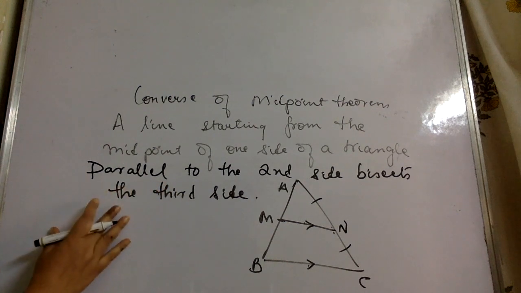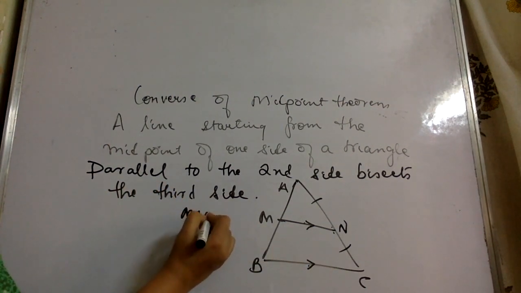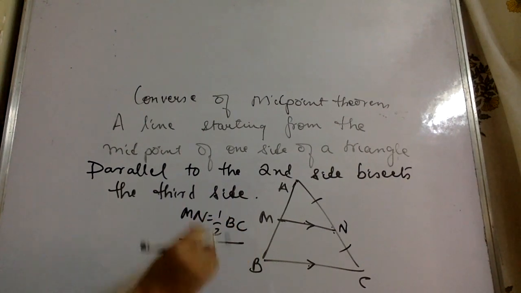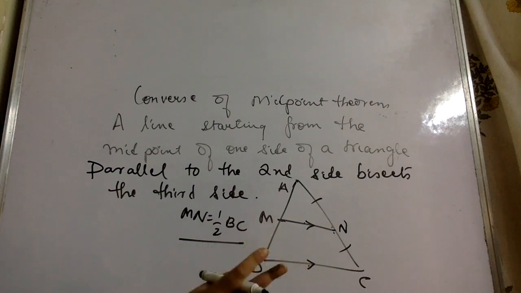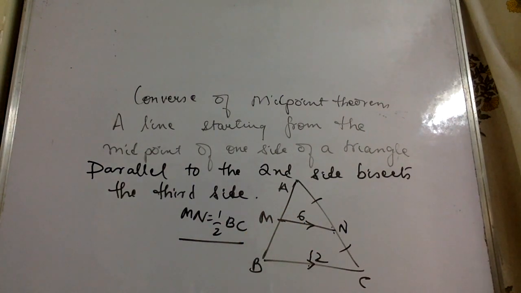Now though the statement does not mention it, MN is still half of BC even here. That means if this is a 6, this will be a 12. Okay, so this is the statement of the converse of the midpoint theorem.